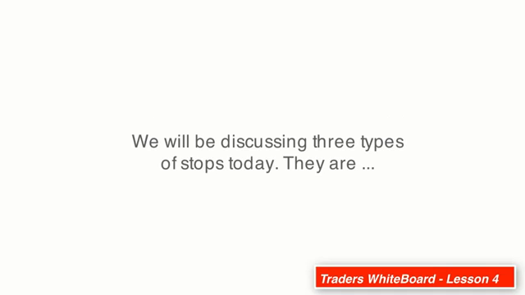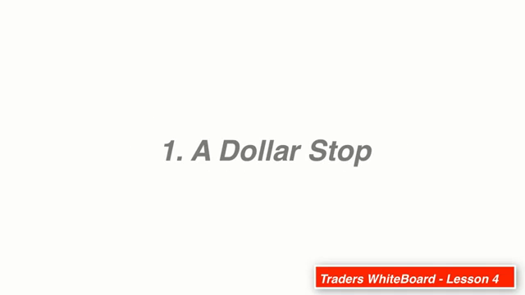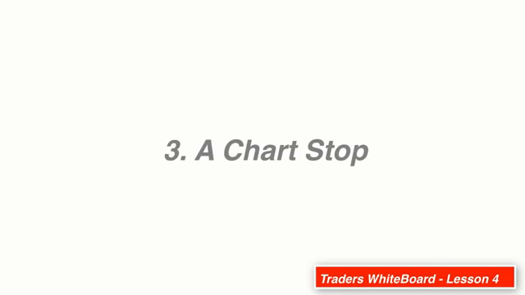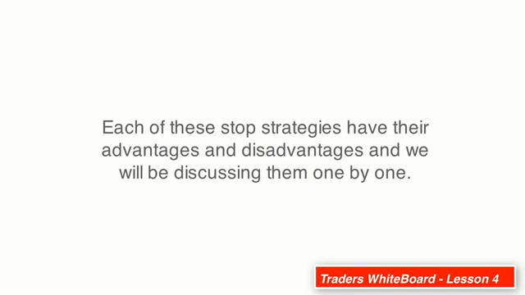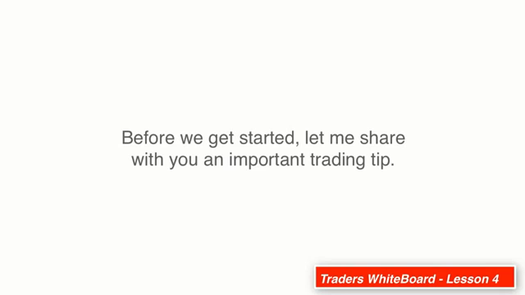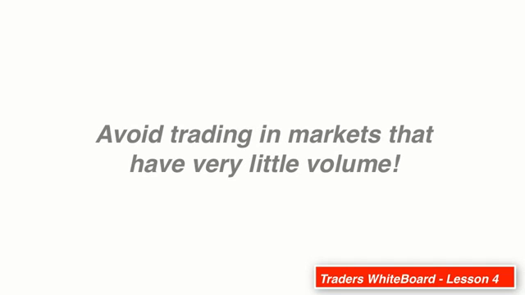We will be discussing three types of stops today. They are 1. A dollar stop, 2. A percentage stop, and 3. A chart stop. Each of these stop strategies has its advantages and disadvantages, and we will be discussing them one by one. Let's begin with a dollar stop. Before we get started, let me share with you an important trading tip. Avoid trading in markets that have very little volume.